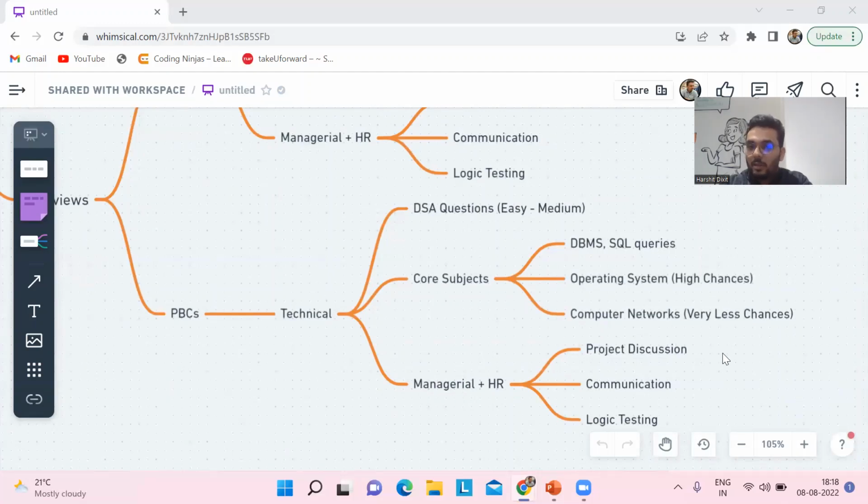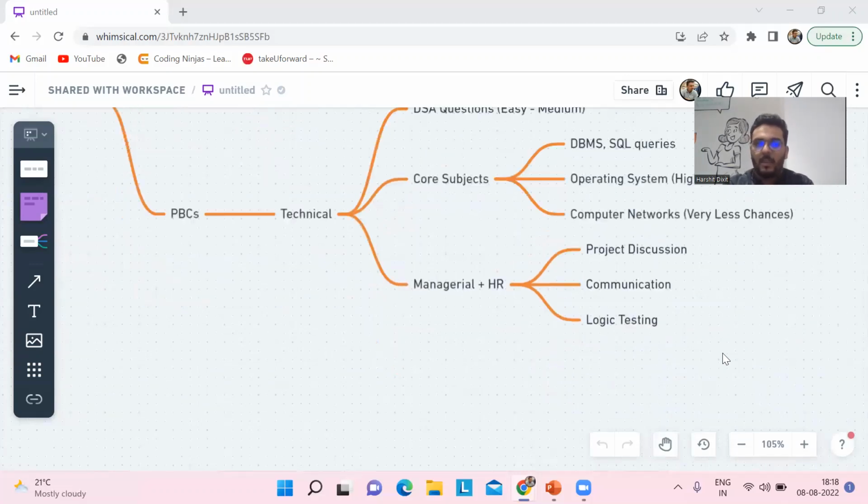And yes, there is a project discussion as well. They're going to discuss the projects which you mention in your resume. So please only mention those projects upon which you have really worked. Even if you have not worked on a project, at least know the ins and outs of the project so that you can answer all the questions that the recruiter is going to ask you.